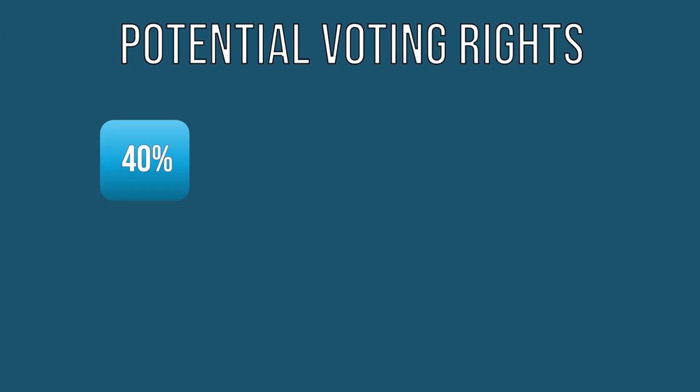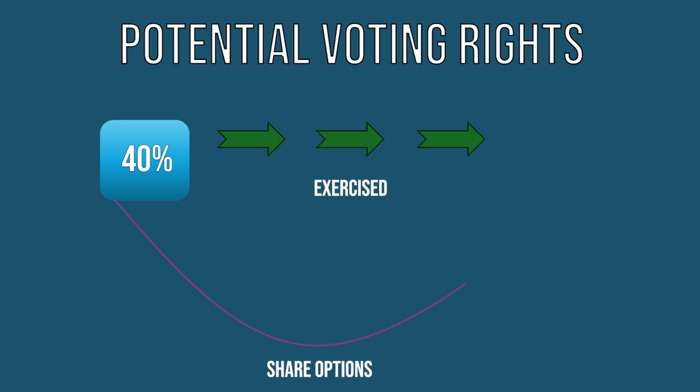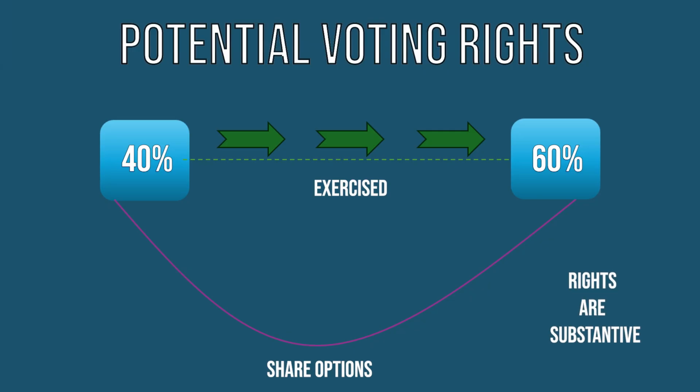The other example is potential voting rights. Now assume you have a 40% holding in one of the companies and you also have options which you are able to exercise in the future, and this will increase your holding from 40% to 60%. This means that you have control now because your rights are substantive.